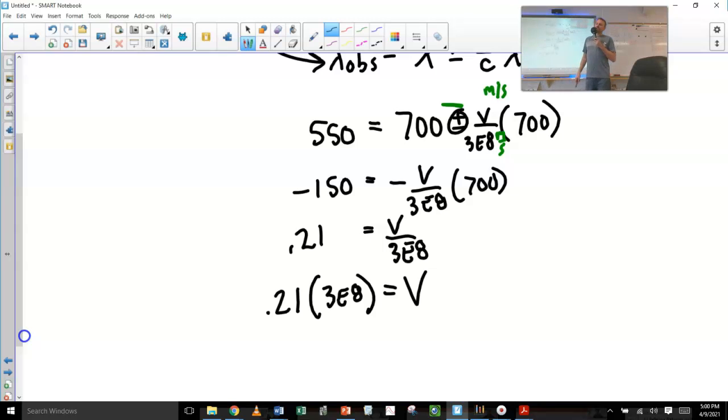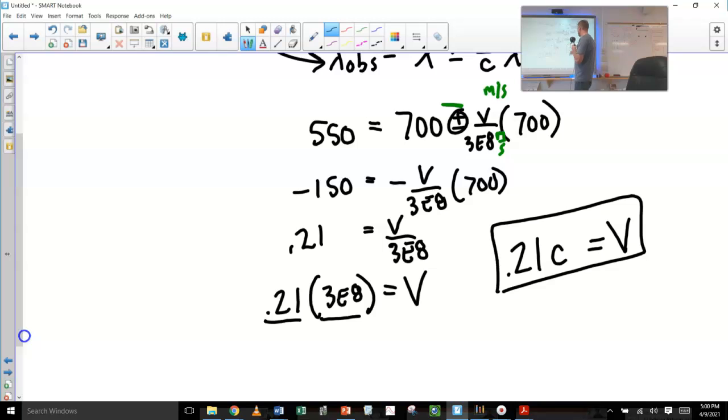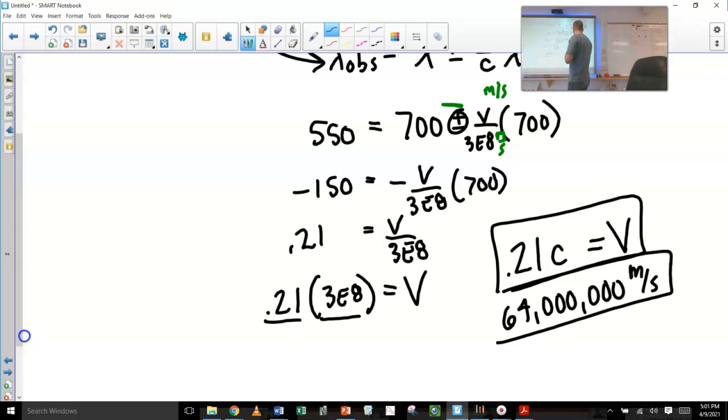So here's what this means. How fast was I going? I was going 21% of the speed of light. A lot of times people will just do that. They'll say 0.21 c was my velocity. You could multiply that out as well. And if you take 0.21 times 3e to the 8th, you get 64 million meters per second. Either one of these answers is an acceptable answer to explain how fast you're going.